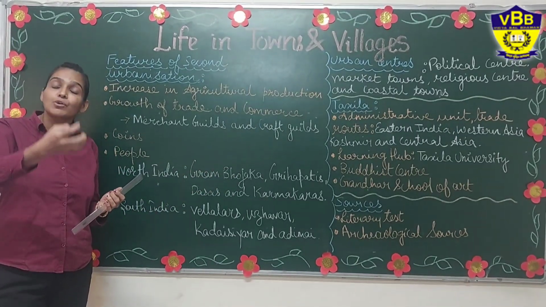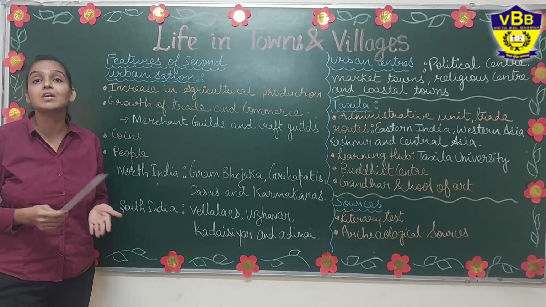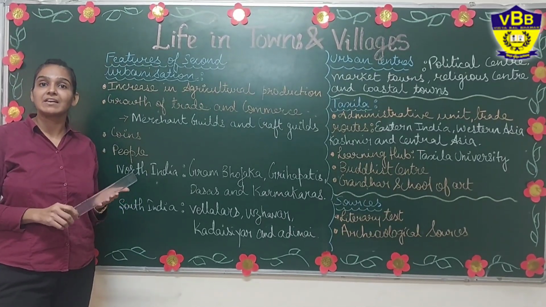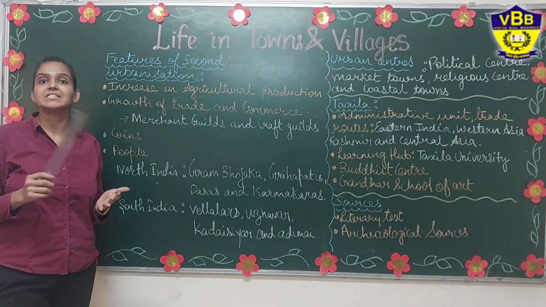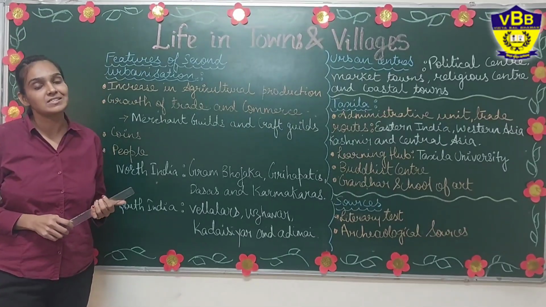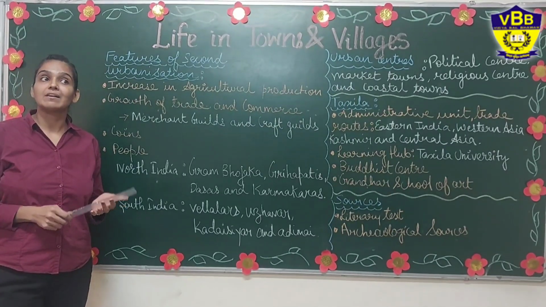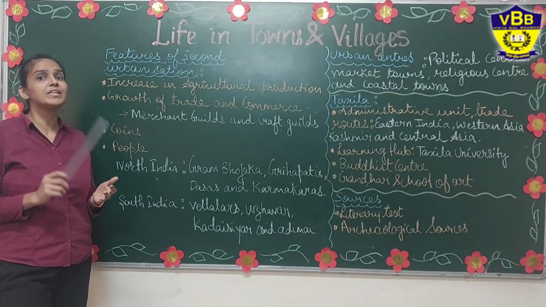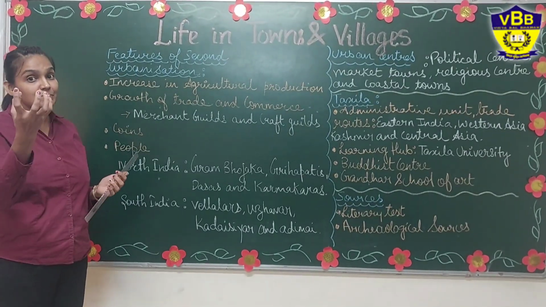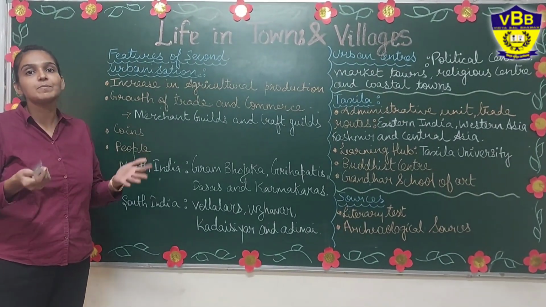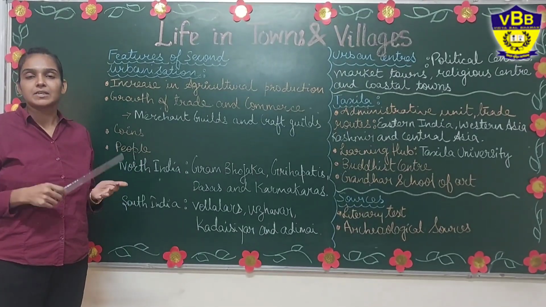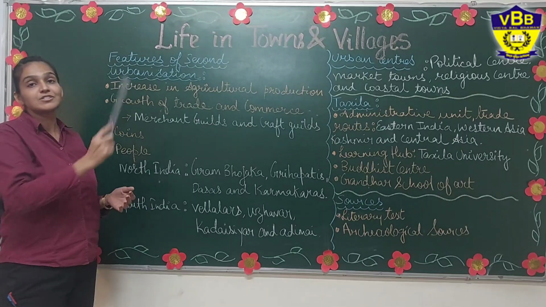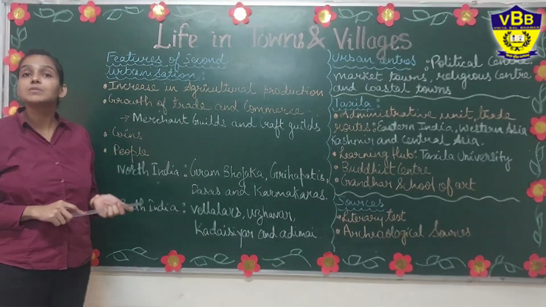So more and more crop was grown and there was surplus production. Irrigation facilities were developed, wells were made, canals were made, and these gave water for the production of plants. So now people had a large amount of production of grains. Now with the large amount of production of grain, a surplus amount was left behind. So what will people do with it? They will sell it in the market. So with the growth of agricultural production, growth of trade and commerce was also there.